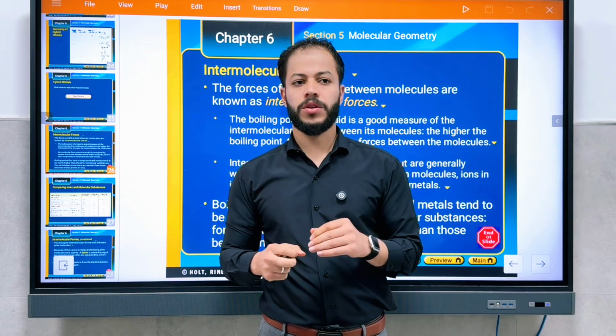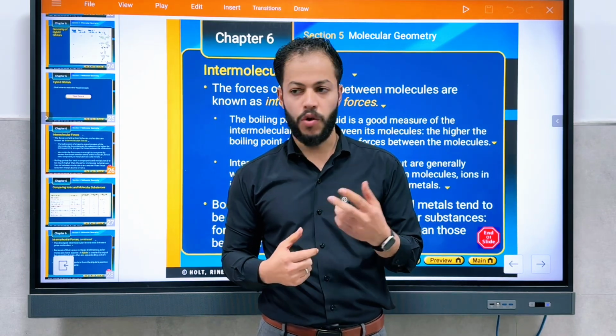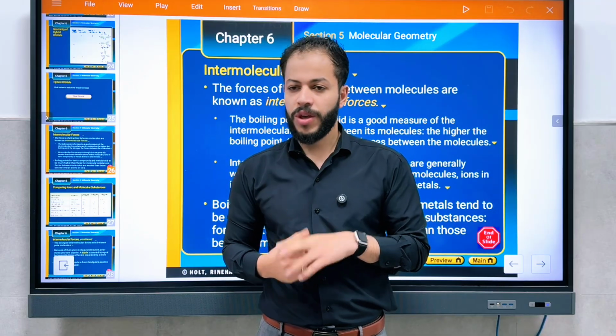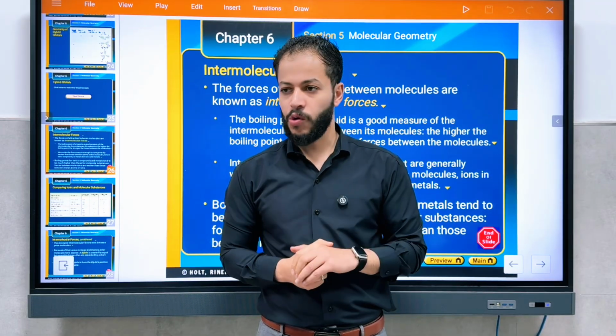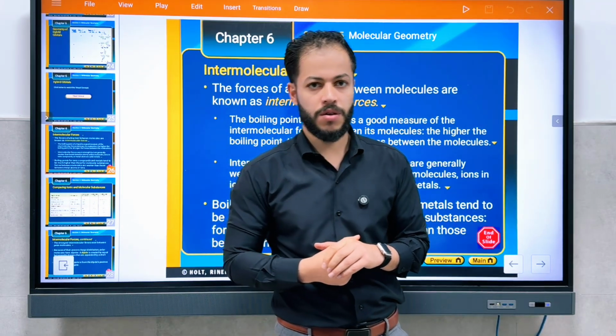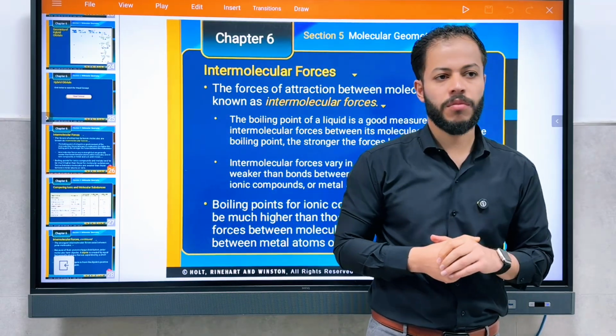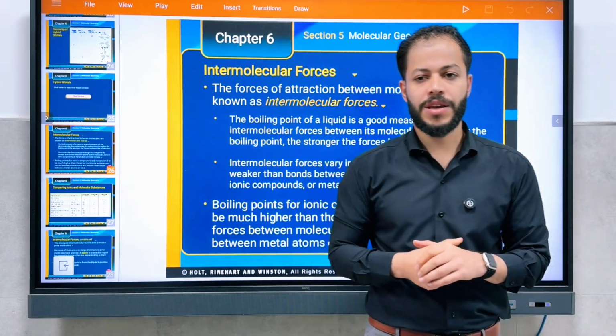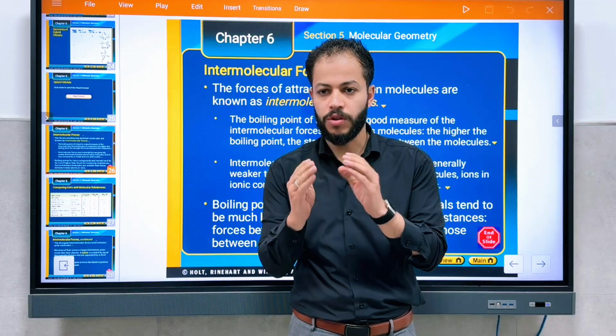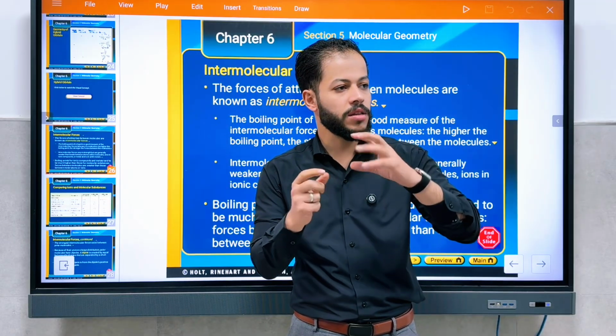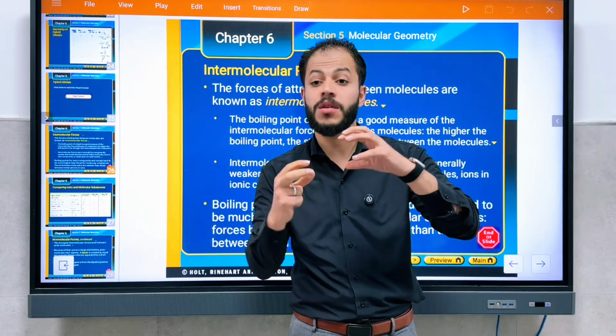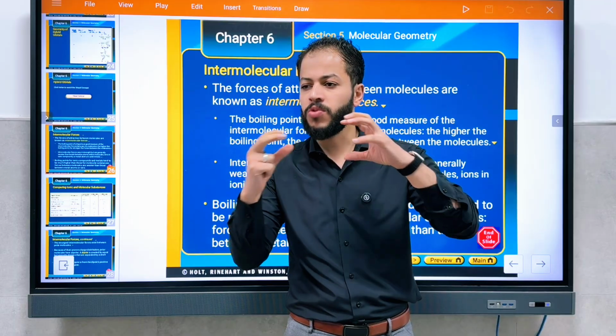Today we will talk about some kind of different bond, but it's not a chemical bond. We could name it a physical bond. This is intermolecular forces, IMF, intermolecular forces. This means it's not an actual bond between the atoms. It is a kind of interaction that happens between the molecules.